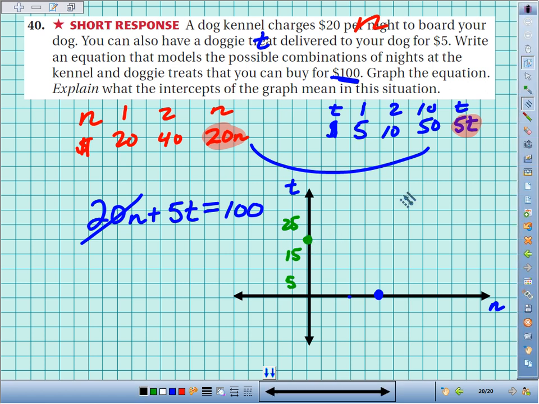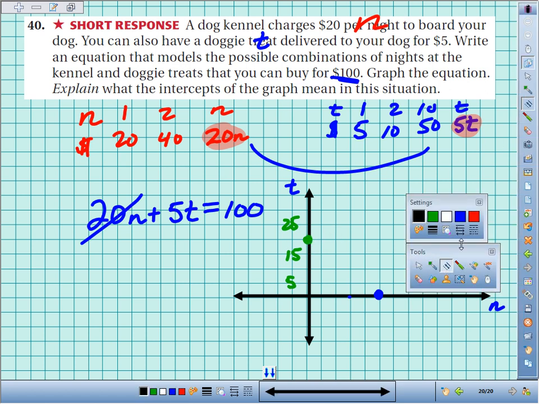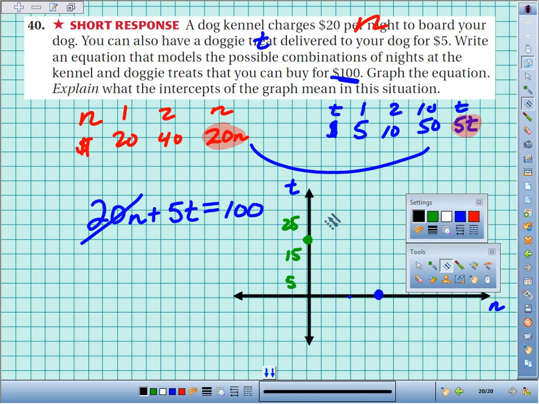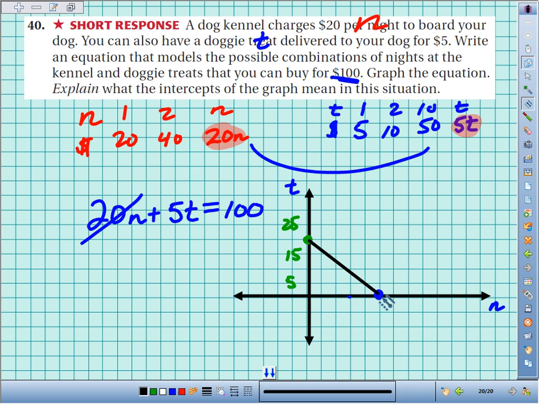To graph it then, you just play connect the dots. Of course, I'm not going to use arrows because I can't go into the negatives. So I'm just going to have a line segment connecting those 2 points.